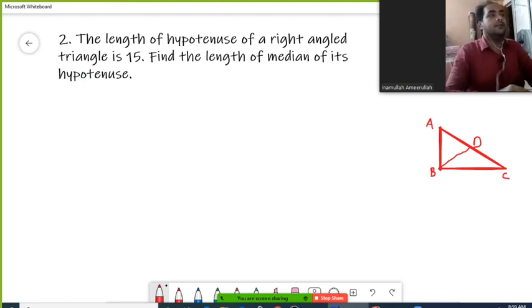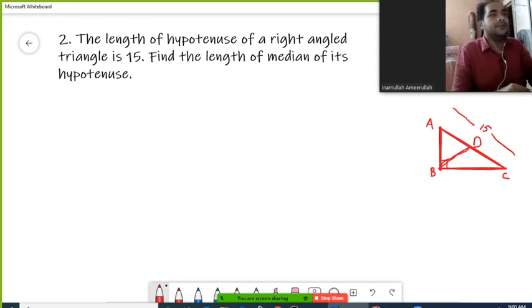The length of the hypotenuse of a right angled triangle is 15 units. So the length of AC is 15. So this length from A to C is 15 units. Find the length of the median on its hypotenuse. So here we have a median BD on the hypotenuse, and we need to find the length of BD.